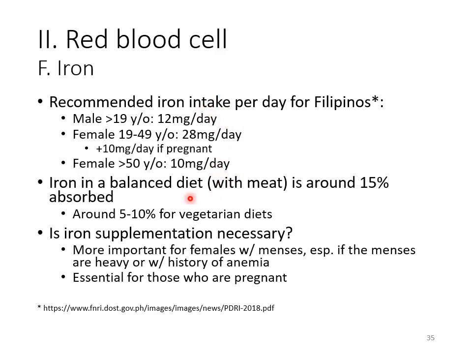And this is because the iron in our diet is only around 15% absorbed. So if you eat 12 milligrams, only around 1 to 2 milligrams is actually absorbed by the body, much less if you are eating a purely vegetarian diet. And this is because the iron in meat is much more readily absorbed than the iron in vegetables or grains.